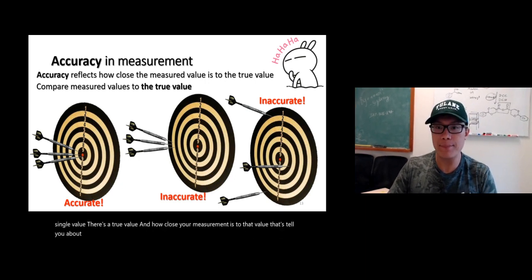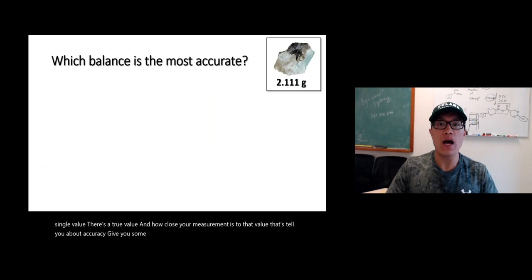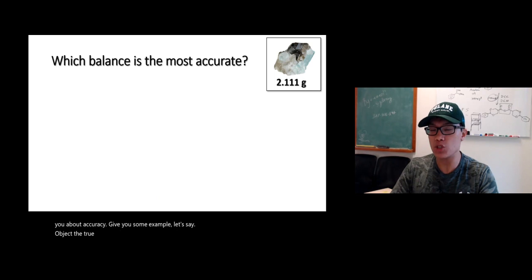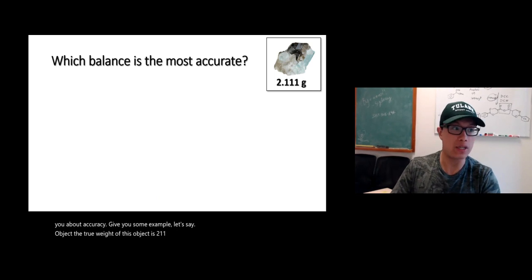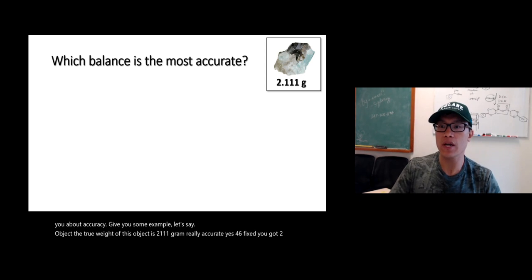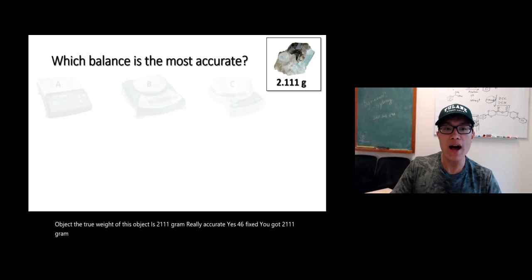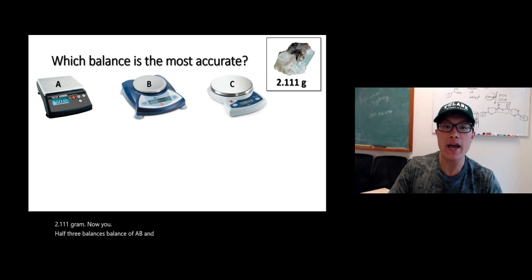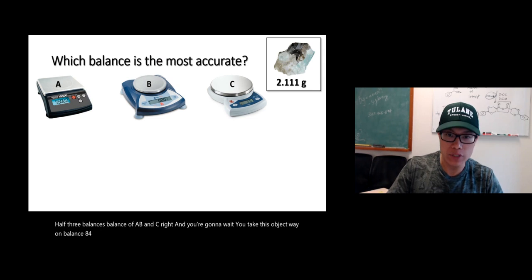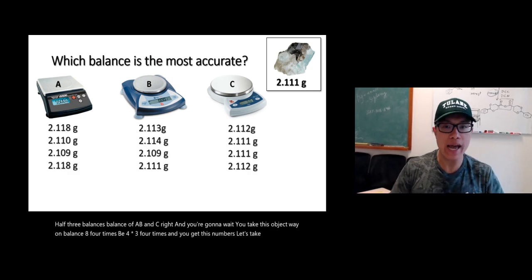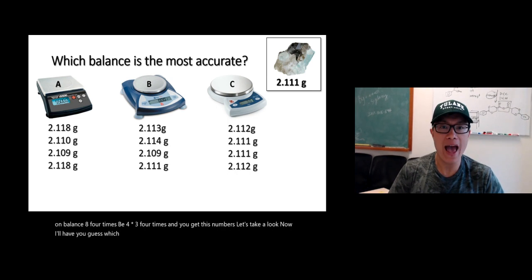All right, let me give you an example. Let's say there's an object. The true weight of this object is 2.111 gram. Really accurate, yes, 4 sig figs. Now, you have 3 balances, balances A, B, and C. You take this object and weigh it on balance A 4 times, B 4 times, and C 4 times, and you get these numbers. Let's take a look. Now, I'll have you guess which one is the most accurate.